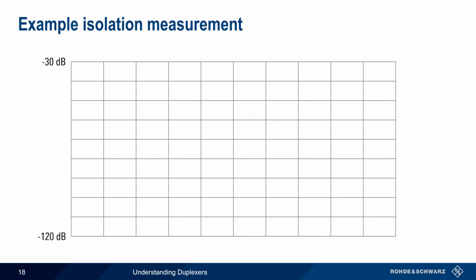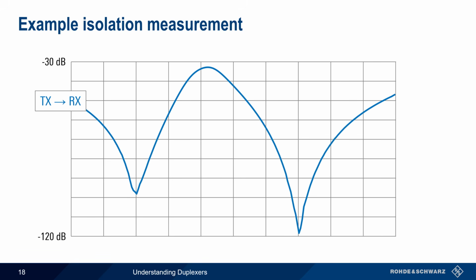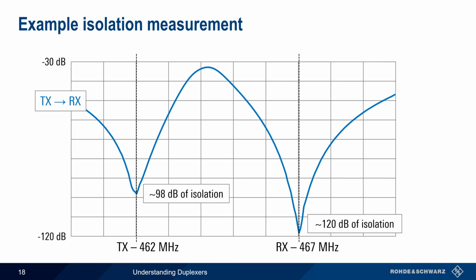Let's look at an example isolation measurement. Here we're making an S21 measurement from the transmit or low port to the receive or high port. As expected, we see the greatest isolation at each port's notch frequency, almost 100 dB in the transmit frequency and almost 120 dB at the receive frequency. But even outside of these frequency notches, the isolation is still quite good. Within the measured frequency range, the minimum port-to-port isolation is about 30 dB at the point halfway between transmit and receive.